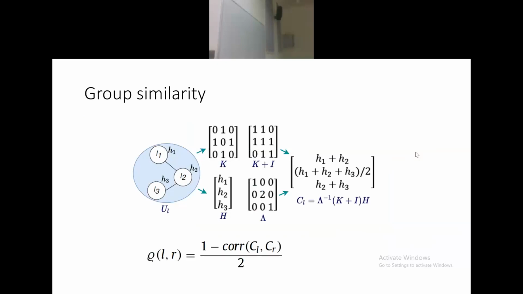Earlier we were looking at the similarity of each box. Now we are looking at the similarity of the group. So these are the left-hand side nodes L1, L2, L3, and there is a certain amount of relationship between them, and we could have some features H1, H2, H3 associated with those boxes. These features can come from the color, shape, and other properties.